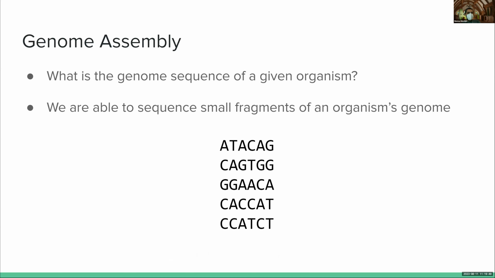Because of limitations that you don't have to worry about, we can only sequence small fragments of an organism's genome. That's why in all those previous examples, you have these small fragments that you're aligning to the reference. It's because I can only sequence small fragments of the genome.